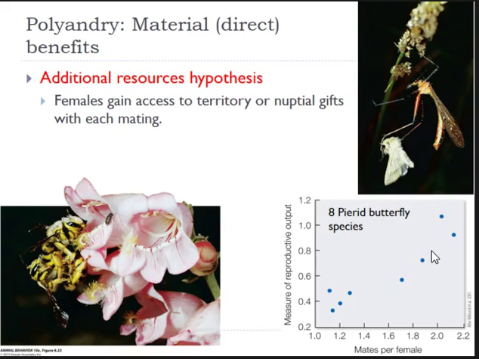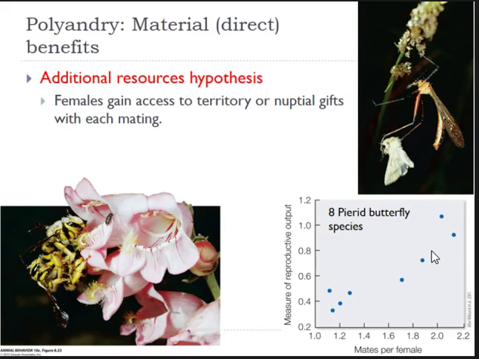So in this case, they're looking at the average number across different groups of pierids. So these are different species of pierids. They're looking at the average number of mates per female. So 1 would be everybody is monogamous all the time. 2 would be every female in that species mates 2 times, and then all these guys are somewhere in between. And then they're looking at their actual reproductive output in terms of eggs laid.